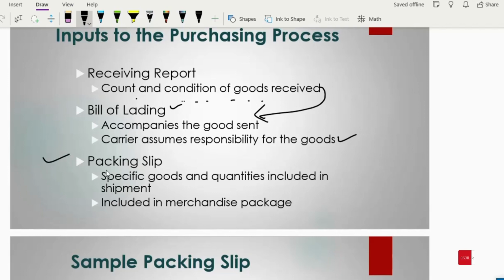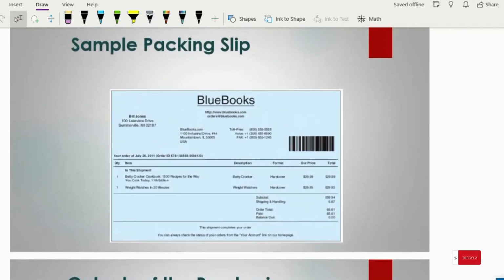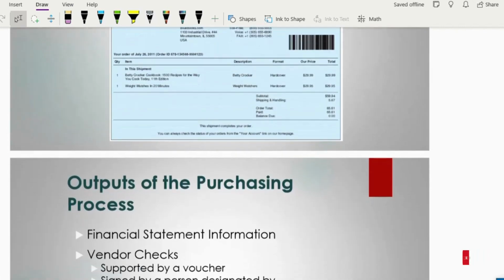The packing slip is with the goods. It specifies how many goods and what quantities are included in the box of the shipment. These packing slips come with the goods which you are purchasing. Some more inputs: this is an example of the packing slip. It is with the goods.